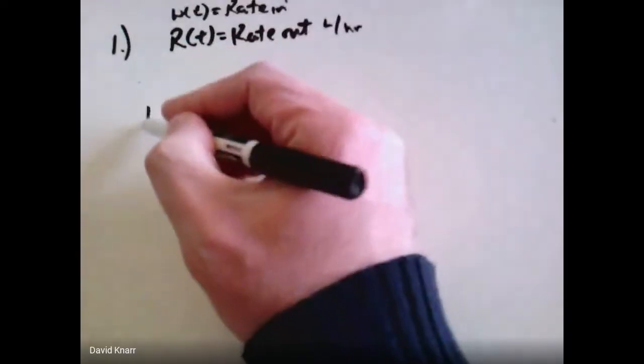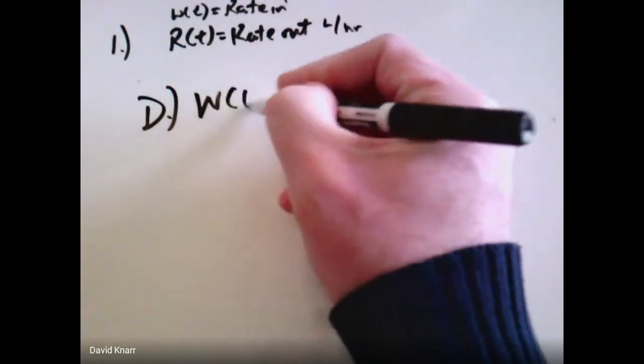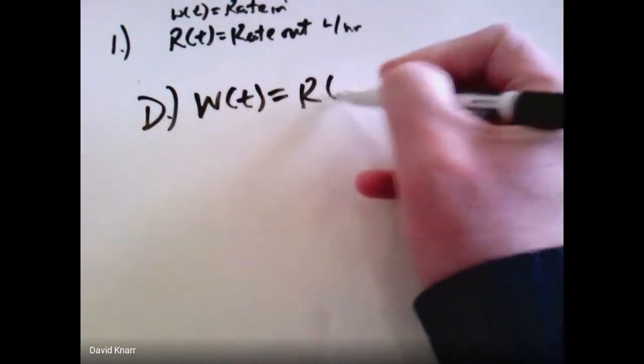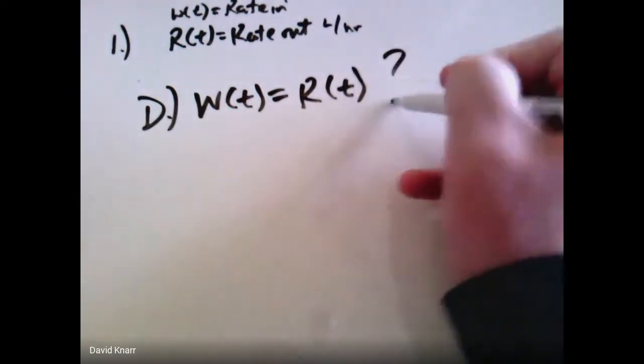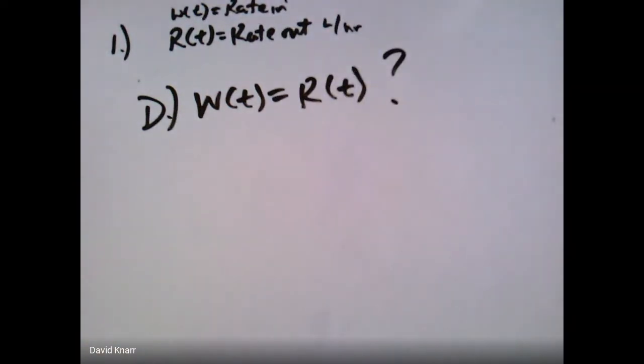And then part D is interesting. It says, is there a time when the rate at which water is pumped into the tank is the same as the rate at which the water is removed from the tank? So in part D, they want to know, is W of t ever equal to R of t? That's what they want to know. All right. So it takes a little bit of calculating, but what we can do is this.